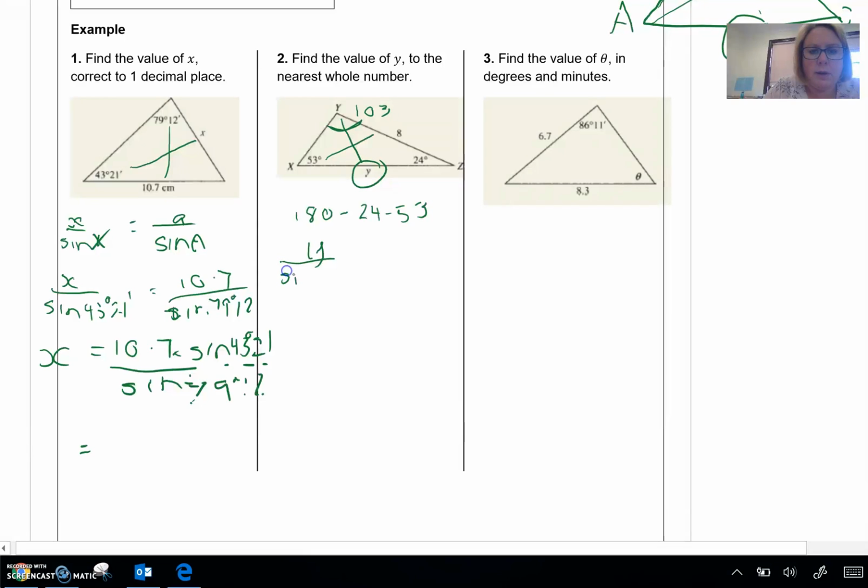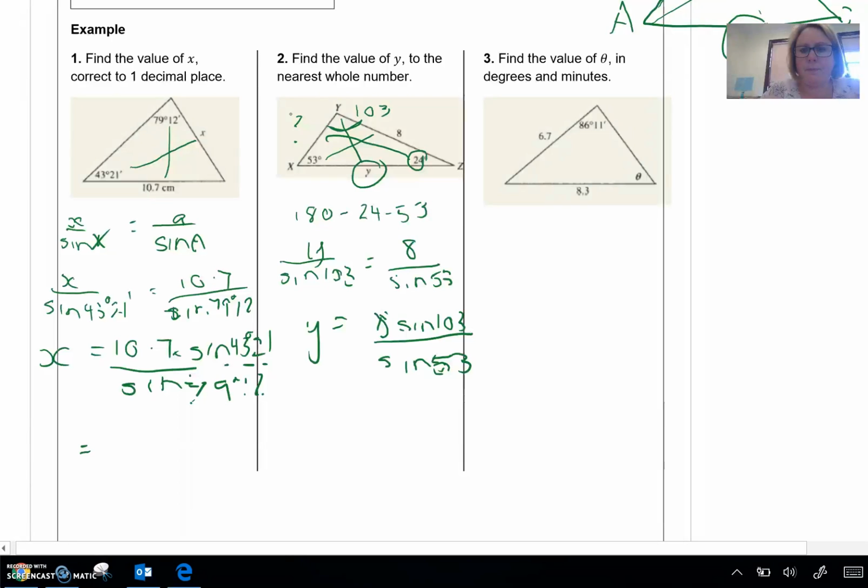Y on sine 103 equals 8 on sine 53. If I times it up, y is 8 sine 103 on sine 53. Why don't I use the 24? Because there's no side over here that I'm interested in.